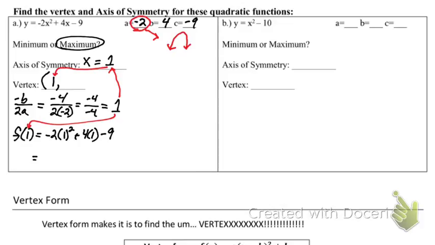Well, that's just going to be negative 2 times 1 squared. 1 squared is 1, so that's just negative 2. Plus 4, minus 9. Well, negative 2 plus 4, that's 2. 2 minus 9 is going to be negative 7. So this right here is your y value. So we're going to plug this in here, negative 7. So we have a vertex of 1, negative 7.